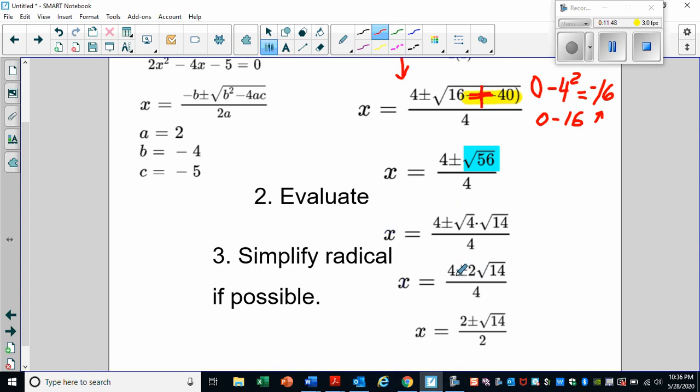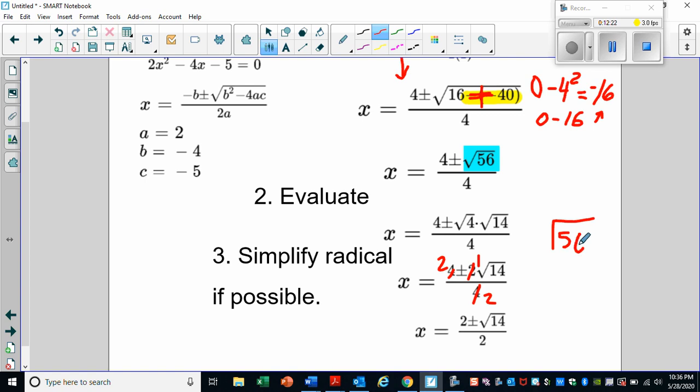So you have to look at all the numbers. What's the greatest common factor of all three numbers? In this case, it's 2. So then this 2 becomes a 1. This 4 becomes a 2. This 4 becomes a 2. And then you're left with 2 plus minus square root of 14. Because remember, simplify the radical. Remember, that's the birthday cake. That was before we left school.